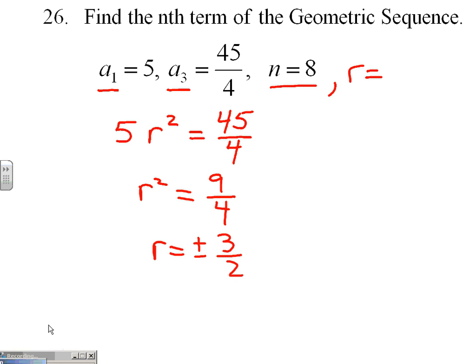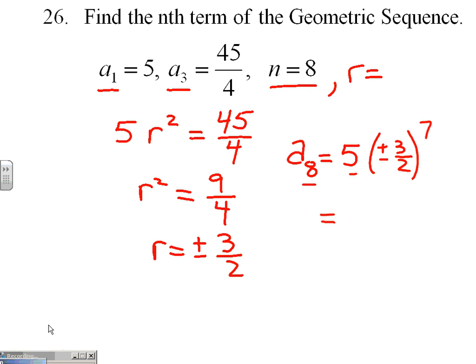Now we need to find the eighth term. To get to the eighth term, we can start at the first term and start multiplying by our common ratio. In this case, plus or minus 3/2. But how many times do we multiply by plus or minus 3/2? The number of steps it takes to get from the first term to the eighth term, 7 steps.